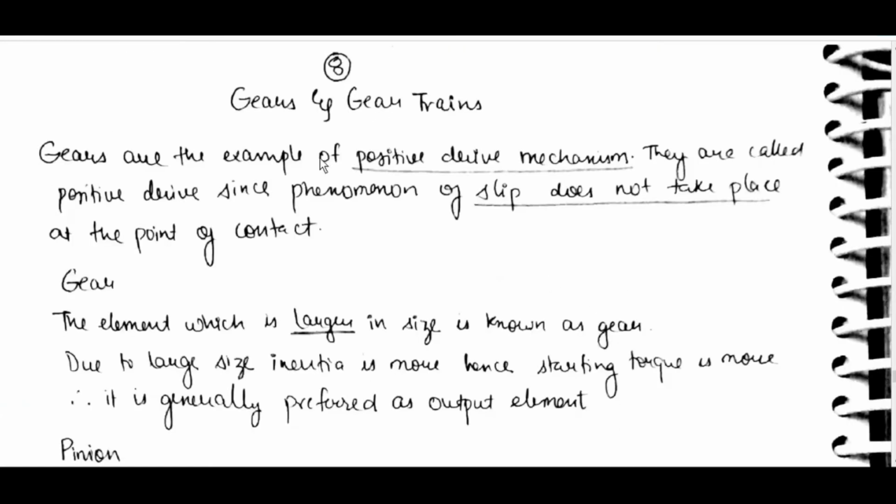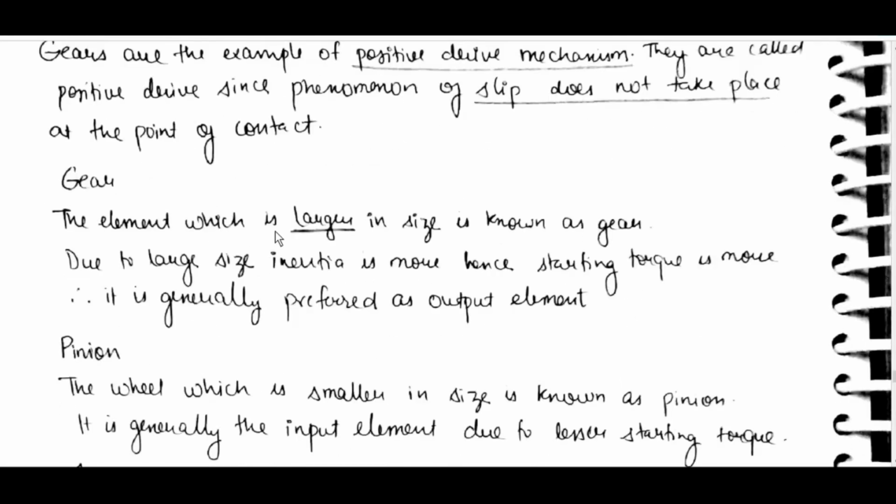Gears and gear trains. Gears are examples of positive drive mechanism. They are called positive drive since the phenomenon of slip does not take place at the point of contact. Gear: the element which is larger in size is known as the gear. Due to large size, the inertia is more, hence the starting torque is more. Therefore, it is generally preferred as the output element.